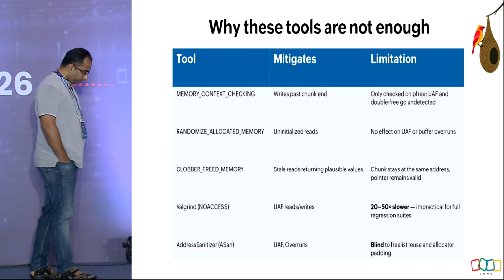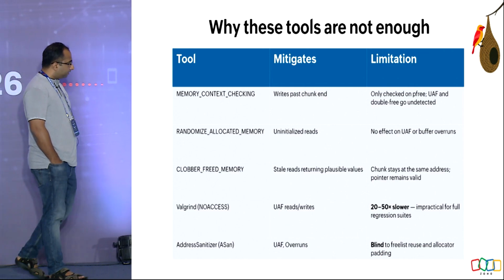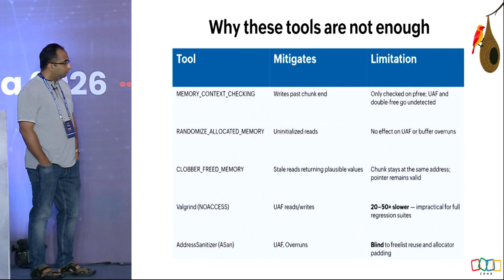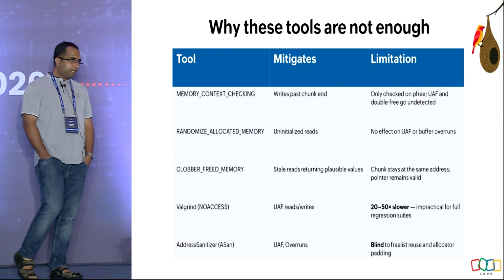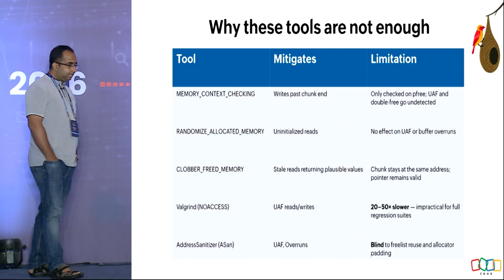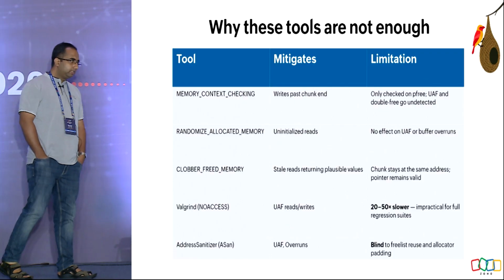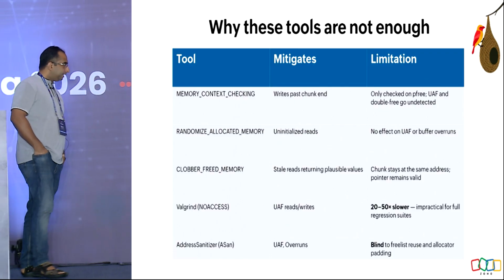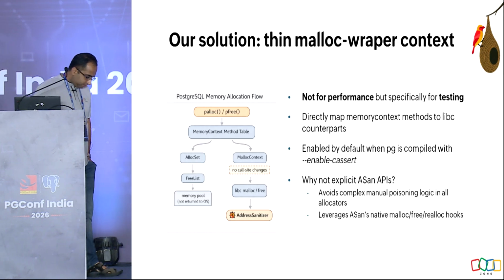Now, AddressSanitizer is useful, but in the case of Postgres, it is blind to freelist reuse. And there is something else that PG does: it might have some padding during allocation, and ASan is blind to that as well.